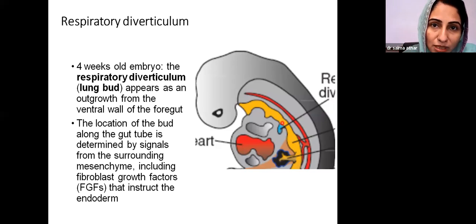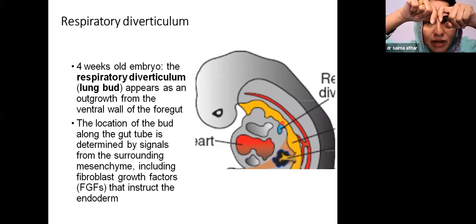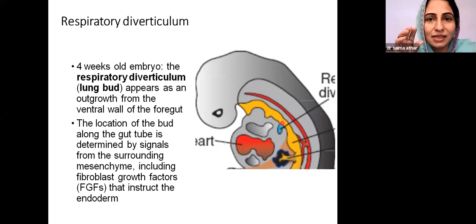किस तरह bud appear होगी? I'll show you video. ठीक है? ये bud appear होगी, and this bud will divide into two. दो में क्यों divide हो रही है? क्योंकि दो lungs हैं, ठीक है? So a respiratory bud will appear during fourth week.